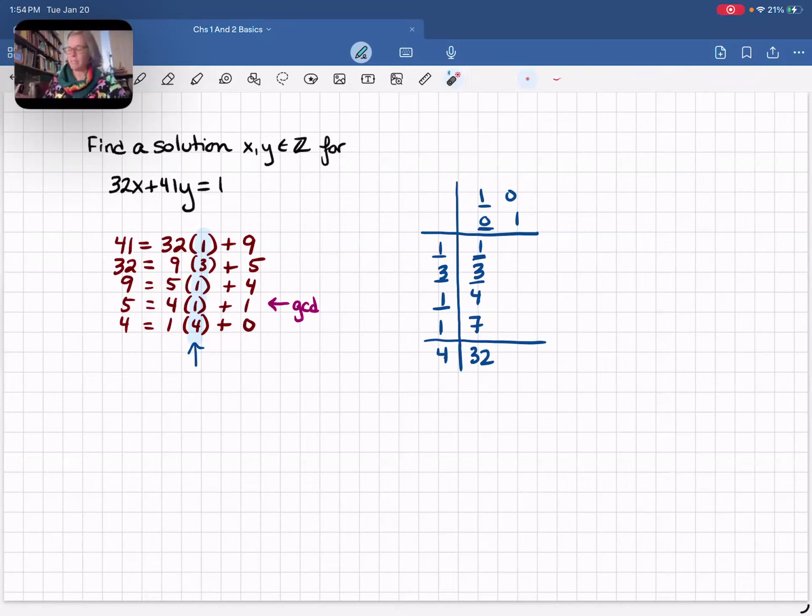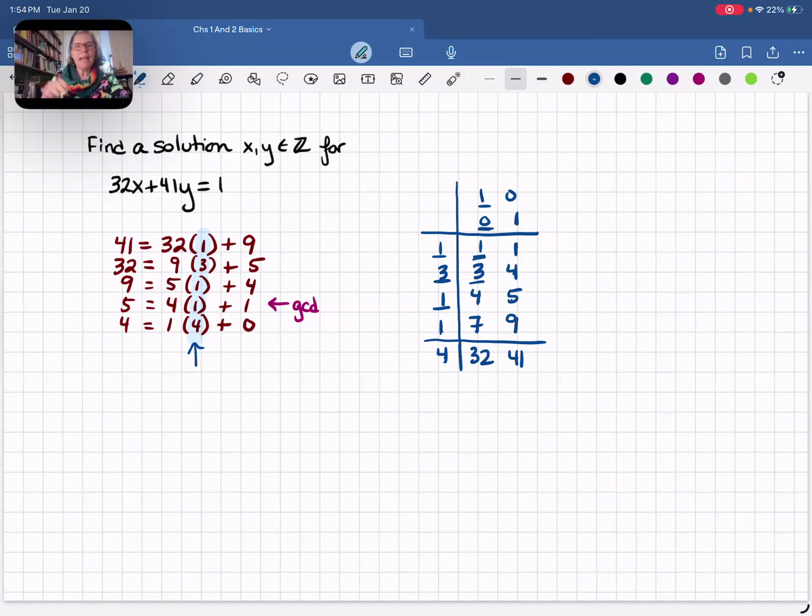Let's do the same thing on the second column. I'll take this number, 1 times 1 plus 0. 1 times 1 plus 0 is 1. Then I'll do 3 times 1 plus 1, that's 4. 1 times 4 plus 1, that's 5. 1 times 5 plus 4, that's 9. 4 times 9 plus 5. 4 times 9, 36 plus 5 is 41.